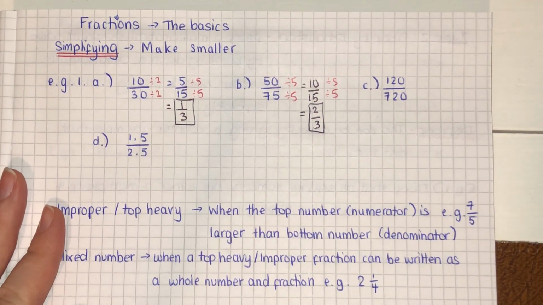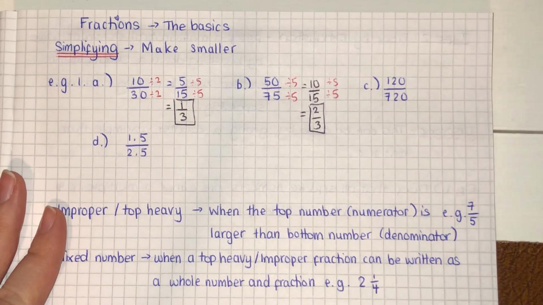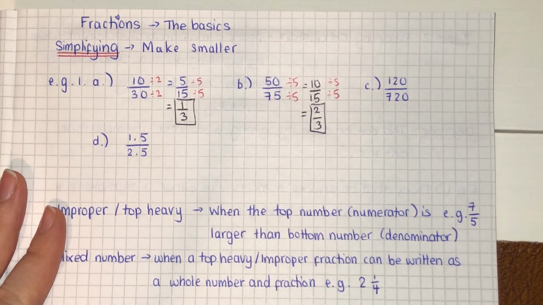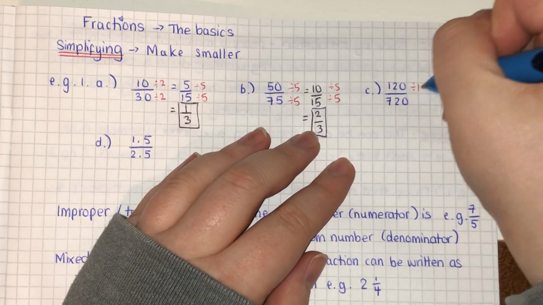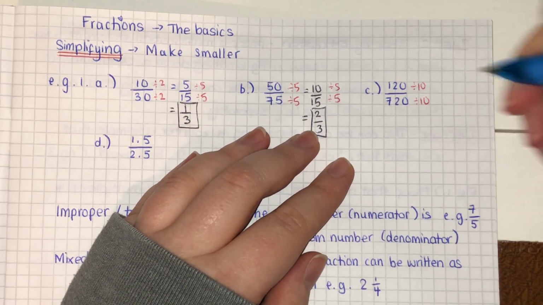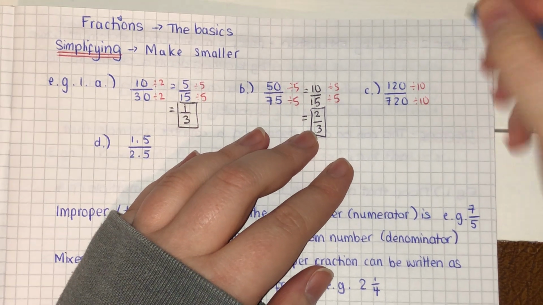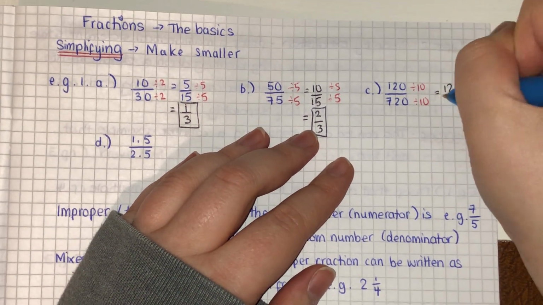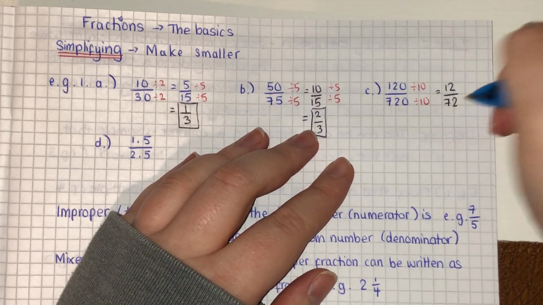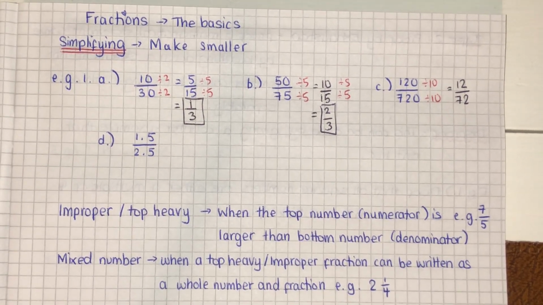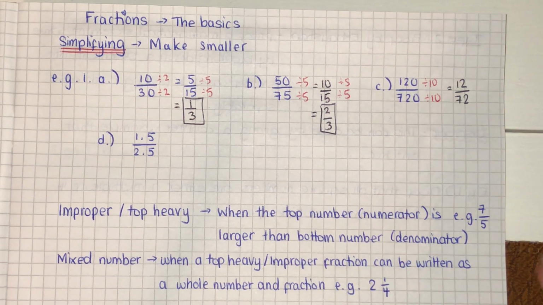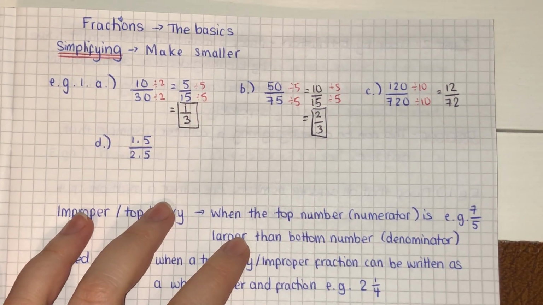And next one, 120 divided by 720. So they both end with a 0. So that's telling me that I can divide both of those by 10. Okay, so if I divide both by 10, I get 12 divided by 72. Now, they're both even numbers, so that tells me that 2 goes into it. But I'm going to go a little bit bigger. I'm going to think 6 goes into both.